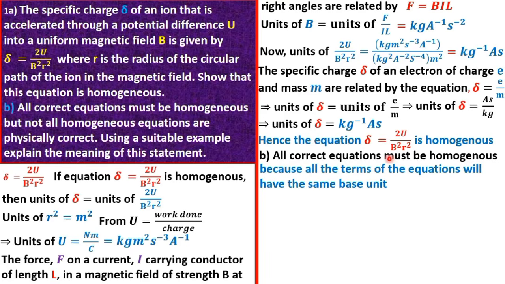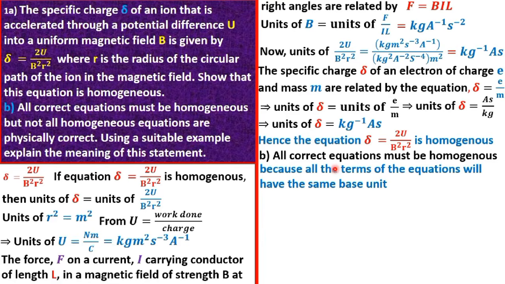because all correct equations must be homogeneous, it means that this statement has to be true because all the terms of the equations will have the same base unit. Note, friends, that if an equation is correct, we can say for sure that that equation is homogeneous. But, friends, the converse of this statement is not true. Namely, if an equation is homogeneous, it means that it is correct. That is a false statement, friends, as we shall see.